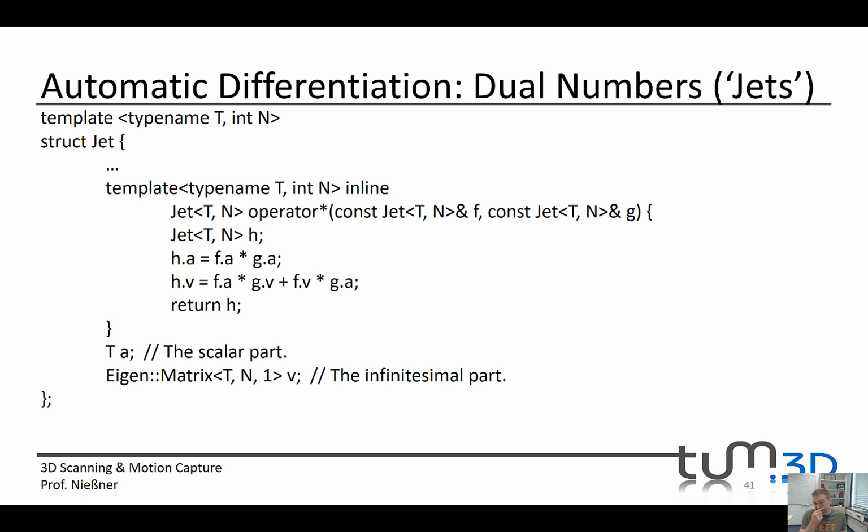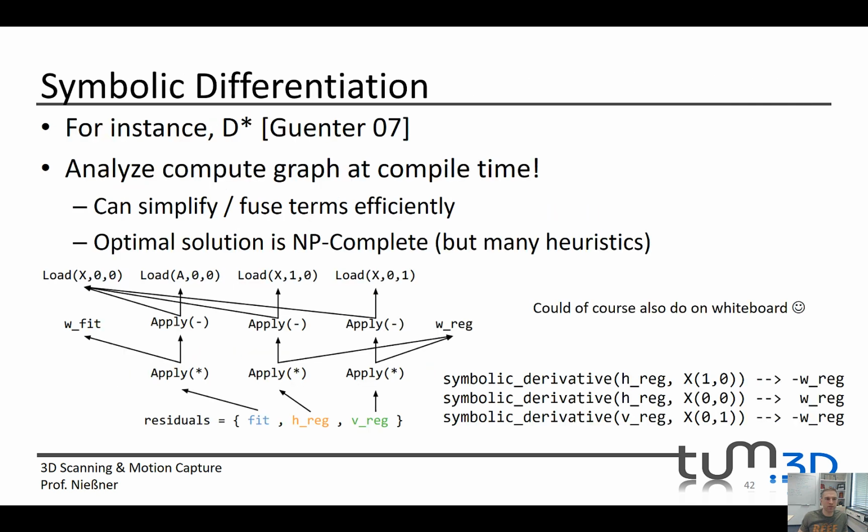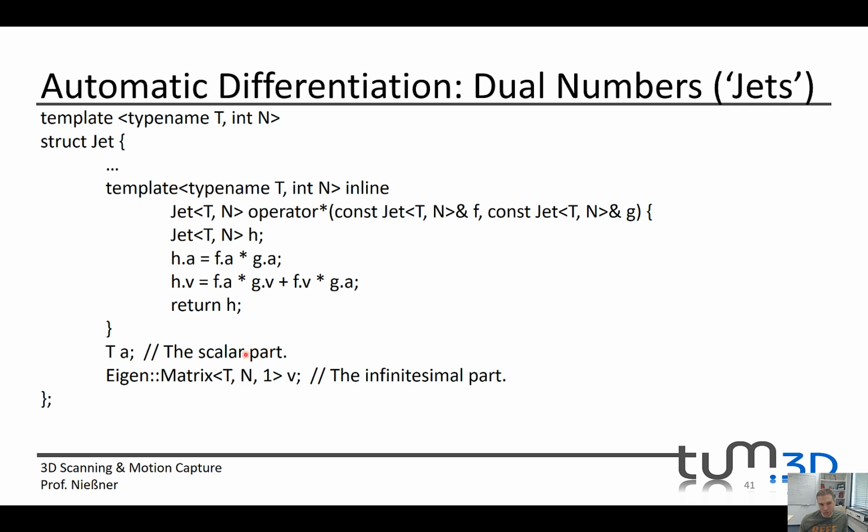Okay, so the good thing about this one is that it's very generic. It gives you good results. It might be a little bit slow sometimes, depending on what the compiler is doing in the template magic. To get that intuition, I wanted to go to the last part of differentiation, which is symbolic differentiation. The idea here is that you can analyze the compute graph at compile time and then simplify and fuse the terms accordingly. How well this is fused and simplified totally depends on the template magic of the compiler.